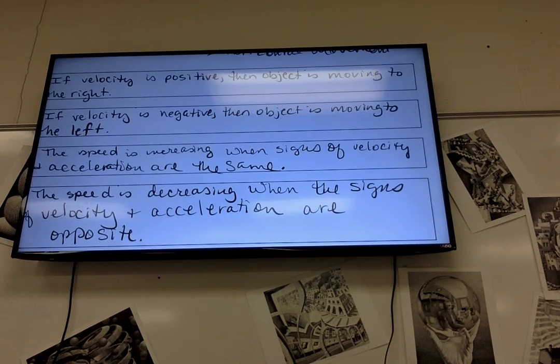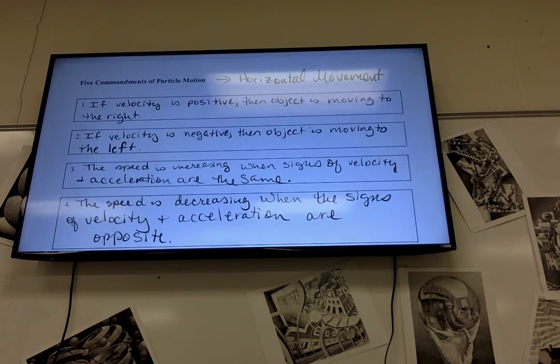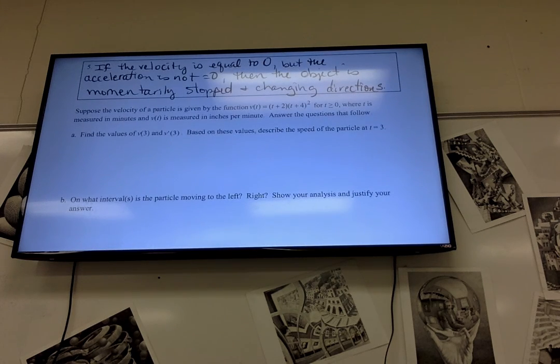We must have been on page 409. Yes, we had just filled in these five commandments of particle motion. We're talking about velocity, and if you move left and right, velocity was negative, velocity was positive, all that stuff. So now we're going to go to a problem. And that's why I said I hoped that all this stuff would make more sense when we did an example.